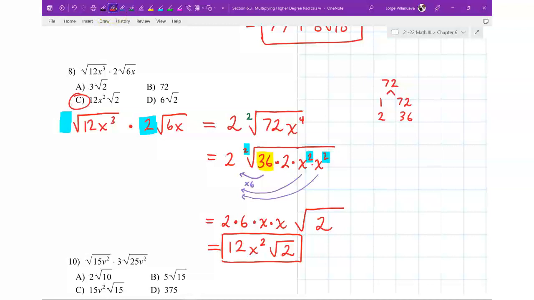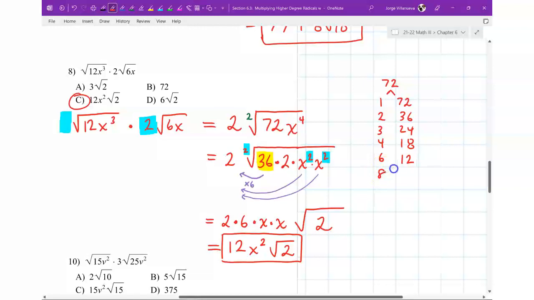So like I could have kept going. I could have said, well, 3 goes into 72 24 times. But I would say, well, 3 and 24, they don't have nice square roots. Does 4 go into 72? I think it does. 4 goes into it 18 times. Well, actually, 4 has a nice square root, right? What else? 5 doesn't. 6 goes into it 12 times. None of those have nice square roots. And then 8 and 9. 9 has a nice square root, right?